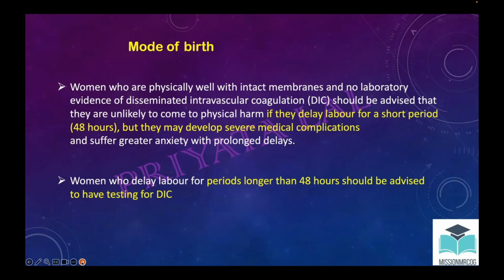Now, mode of birth. As previously, if the patient is physically well and has intact membranes, she can delay labor for a short time, for 48 hours. If they want to delay for more than 48 hours, they should have testing for DIC, because there could be consumption coagulopathy, so it would be necessary.